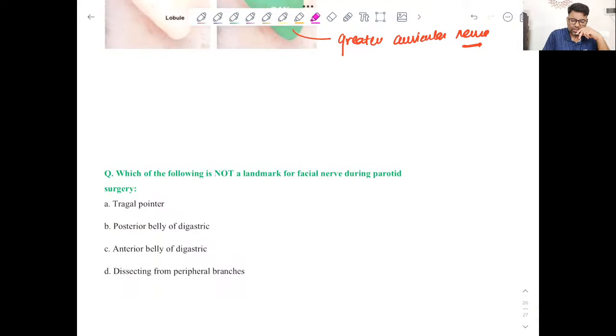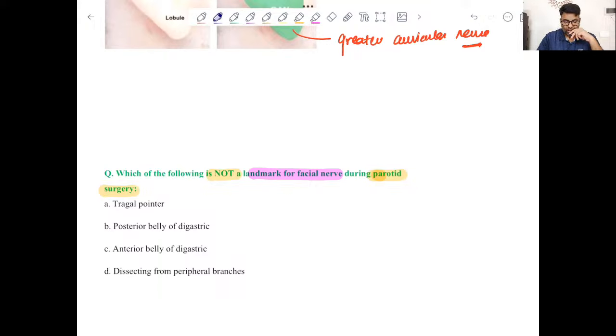Now next question, again this is a surgical question, slightly difficult. Which of the following is not a landmark for facial nerve identification during parotid surgery? Now we know that the facial nerve passes through the substance of the parotid gland. So whenever we are operating on the parotid gland, we have to be very vigilant. We have to dissect out the facial nerve properly so that it is not injured, right?